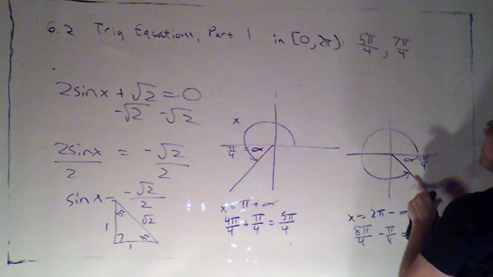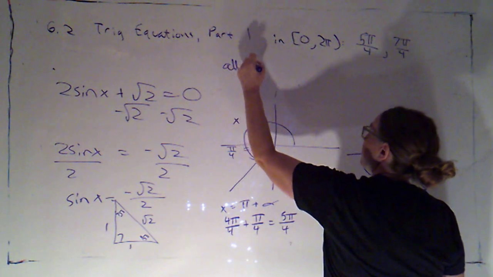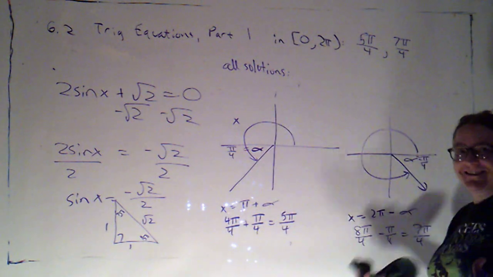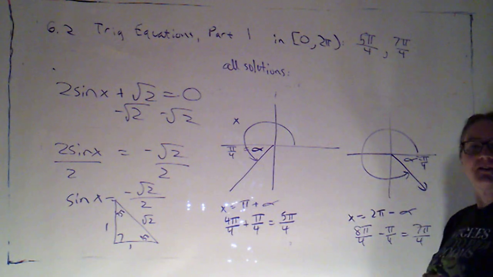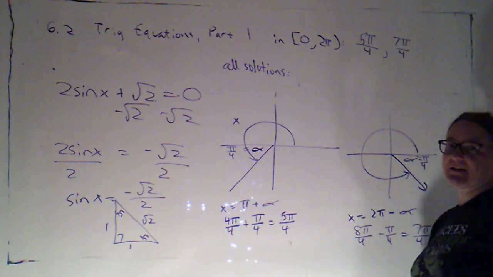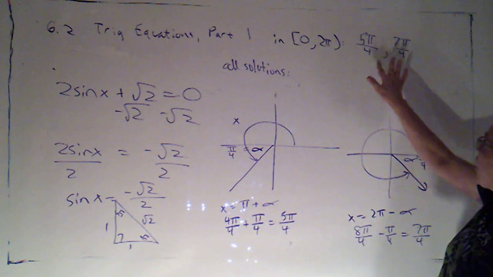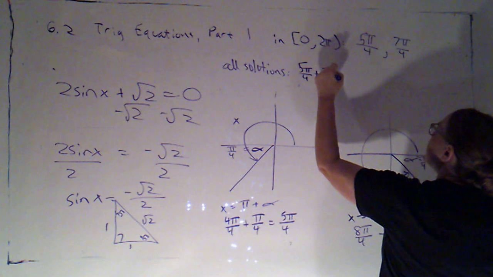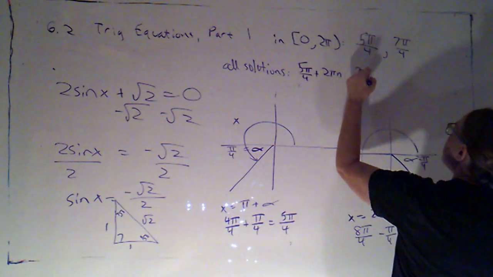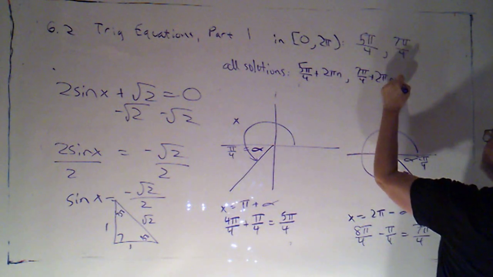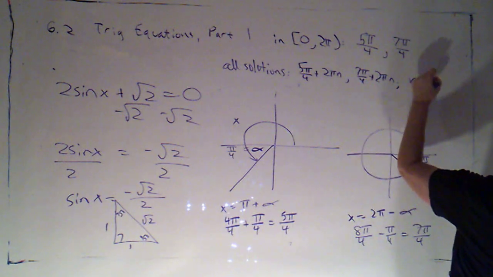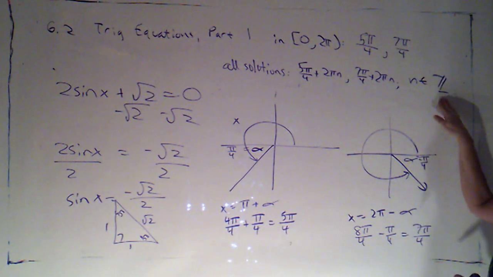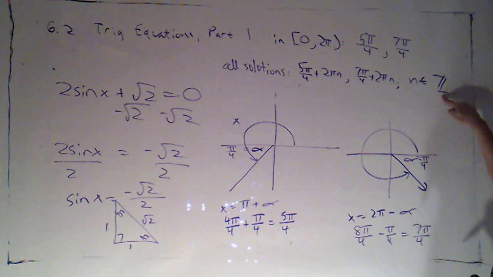And then if I wanted all solutions, I've pretty much found the locations on the unit circle that are going to give me the right value of sine. I just need all angles that land at those points. So that's everything coterminal with one of these. So we'll have 5 pi over 4 plus 2 pi n, or 7 pi over 4 plus 2 pi n, where I do need to introduce that n is an integer. And I can write that in words, or I can use this shorthand to say n is an element of the set of all integers.